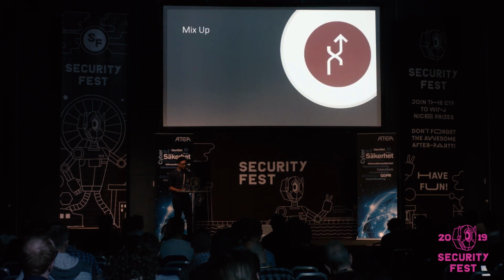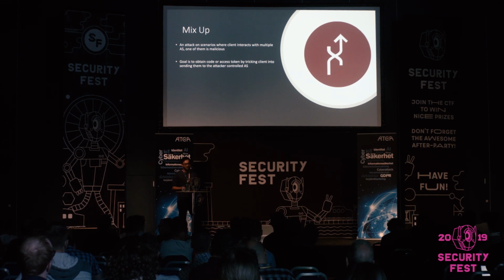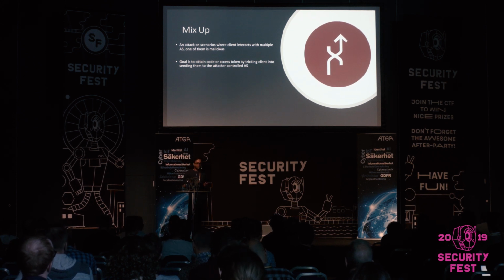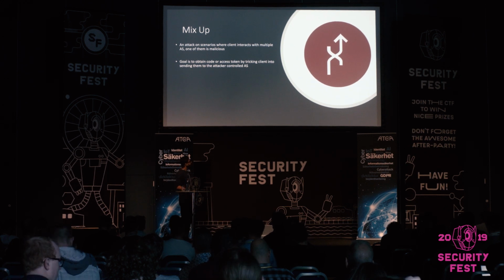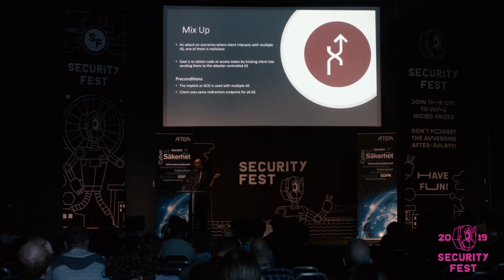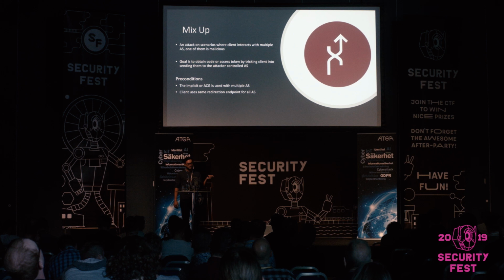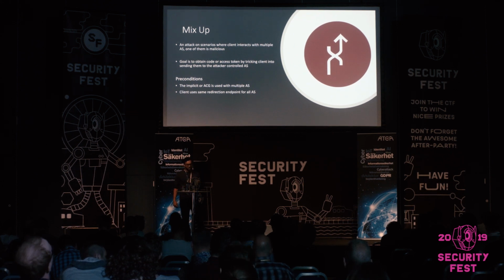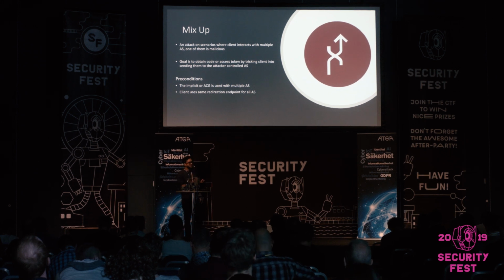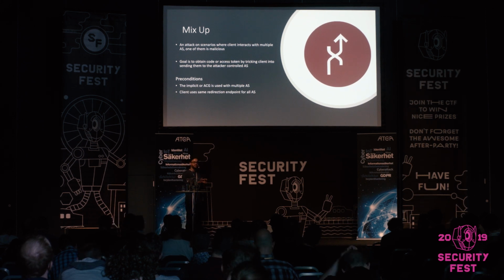OK, then the mix-up attack. This attack happens in scenarios where the client interacts with multiple authorization servers. And one of them may go rogue or turn malicious. And the goal is to obtain the auth code or access token by tricking the client or the application into sending it to the attacker-controlled auth server. Two preconditions. I'm going to use ACG here, which is the Auth Code grant, but it applies to implicit grant as well. And the client is using multiple auth servers. That's the only precondition. And the other one is that the client is using the same redirect URI for all the authorization servers. So the redirect URI is not authorization server specific.